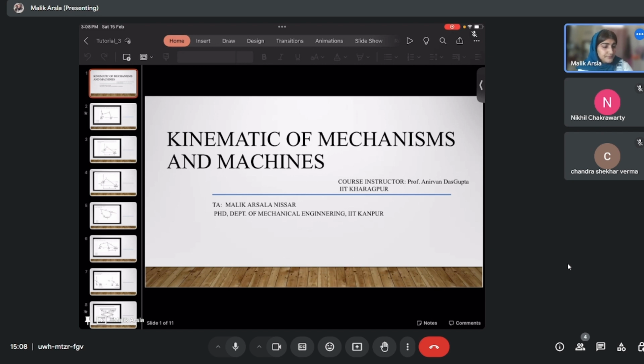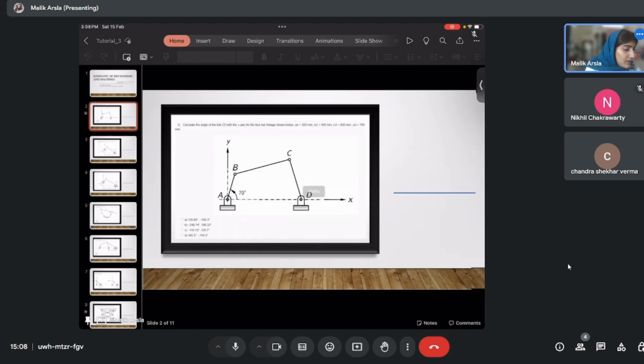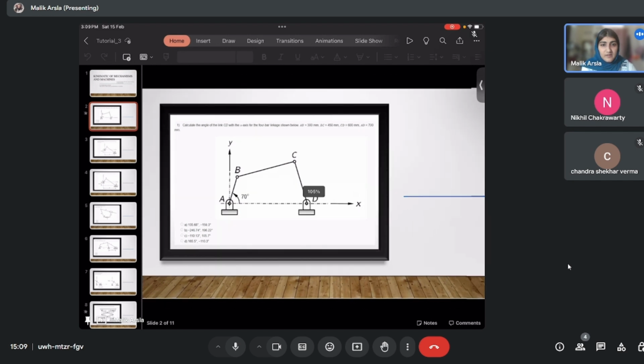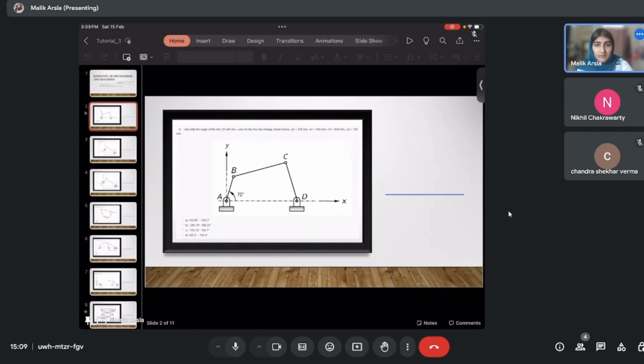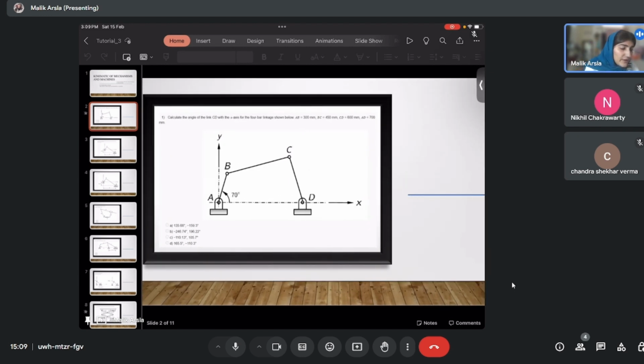Okay, is this clearly visible to you? Let me zoom it a bit. Okay, are you able to read the question? Okay, so here we have... Yes, ma'am, it's visible.